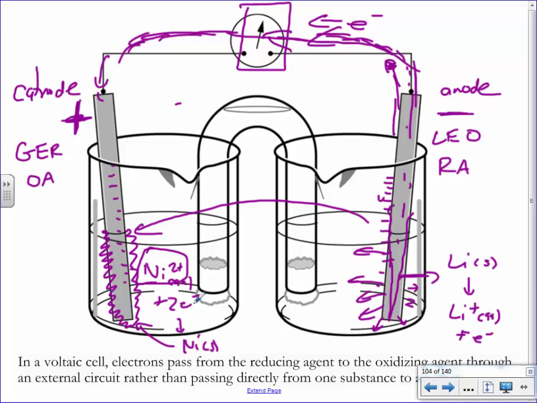Nickel 2+ would love to have some electrons, so it takes electrons, makes some solid nickel, and you get a bit of corrosion there. You guys ever seen what happens to your AA batteries when they start to die? You ever see that white buildup? That's kind of what's going on right here, is that something new is getting made in a way.